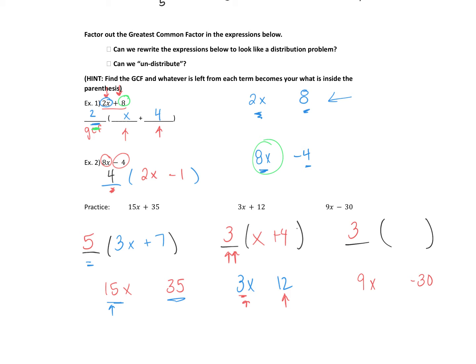Then I'm just going to figure out what I need to multiply 3 by to get 9x. First, I need to multiply 3 by 3 to get 9, and then I can't forget there's a little x there, so I'm just going to add on an x. Then, what do I need to multiply 3 by to get negative 30? I know that 3 times negative 10 would give me negative 30.